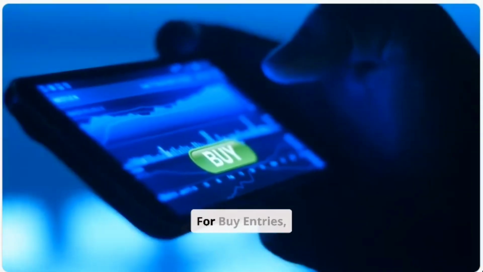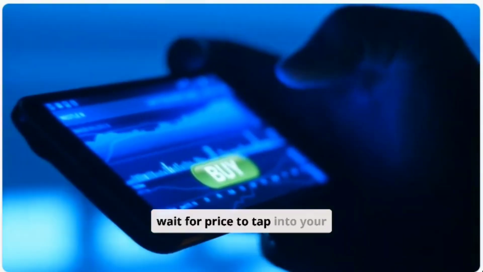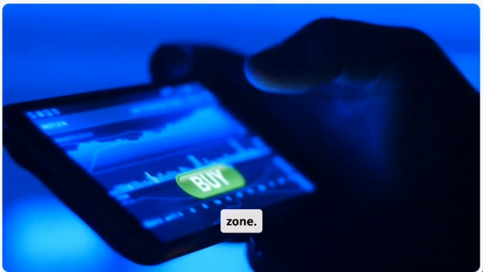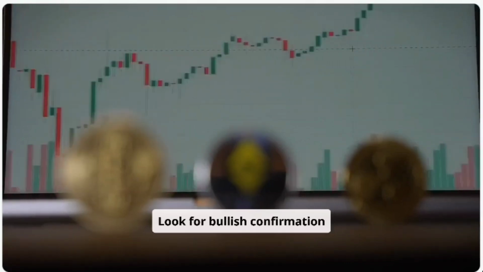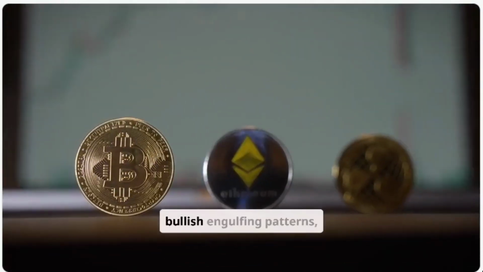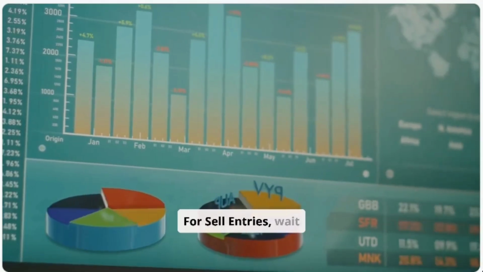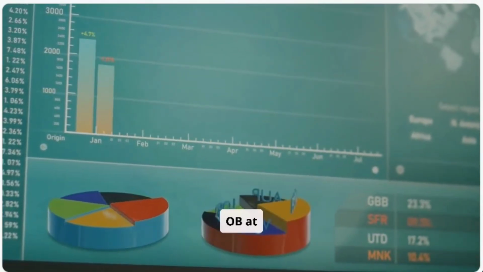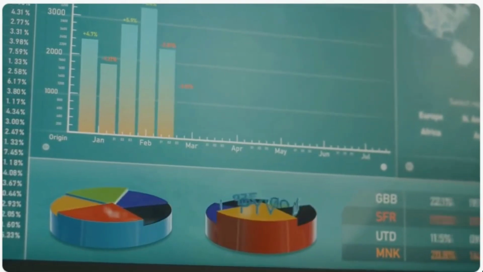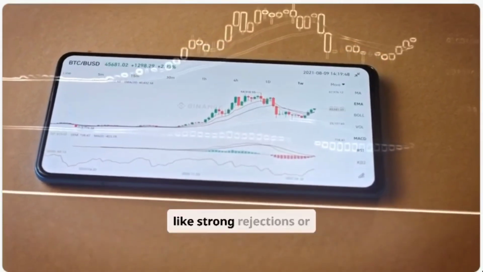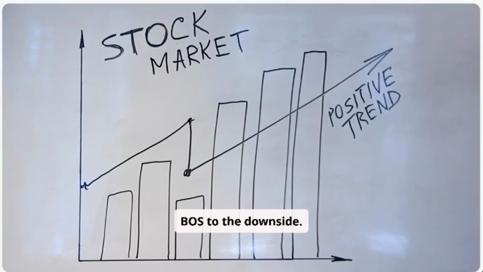For buy entries, wait for price to tap into your demand order block within the Fib zone. Look for bullish confirmation like rejection wicks, bullish engulfing patterns, or an internal break of structure. For sell entries, wait for price to enter a supply OB at 0.786 to 0.886 and show bearish confirmation like strong rejections or BOS to the downside.